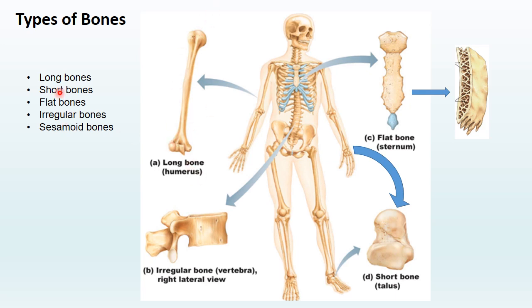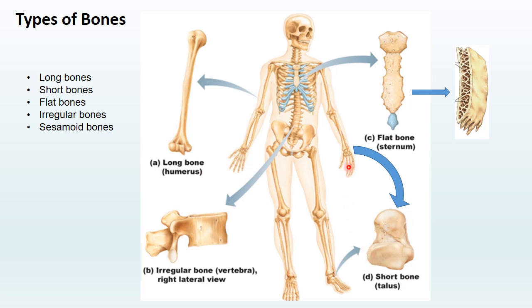The other type is called short bones. Short bones are bones whose length is almost equal to their breadth, and they are cuboidal in shape. Cuboidal means they look like a cube. Cube, المكعب.